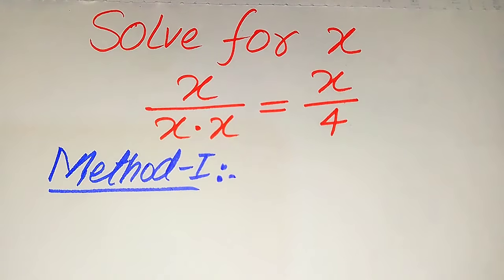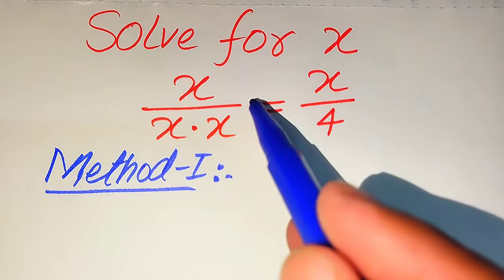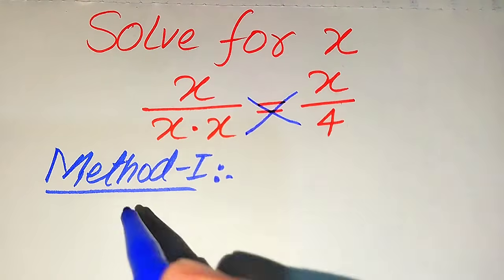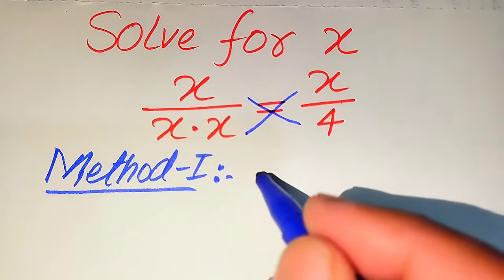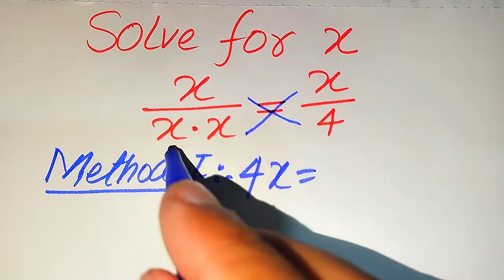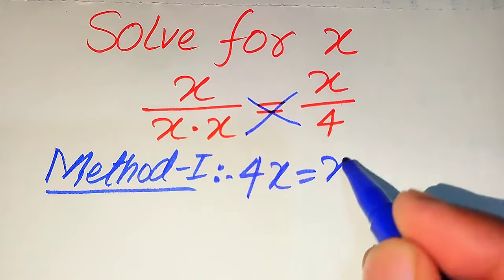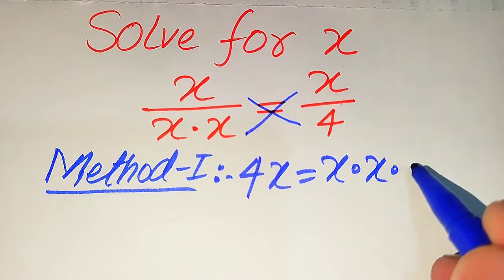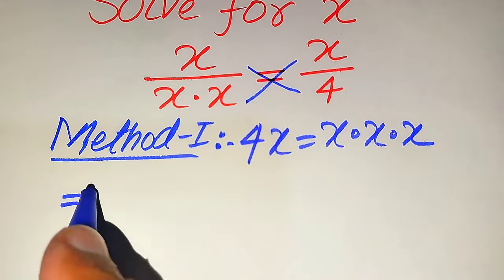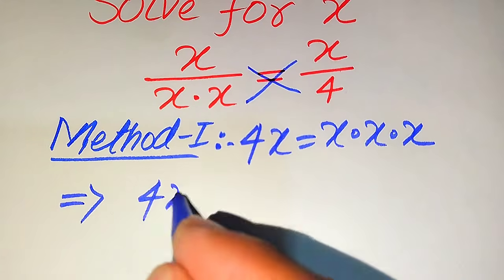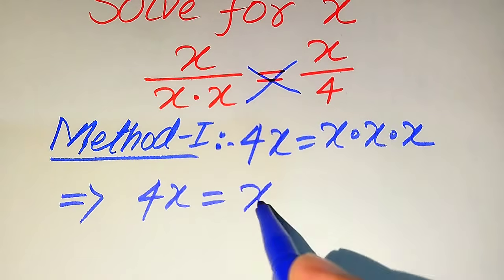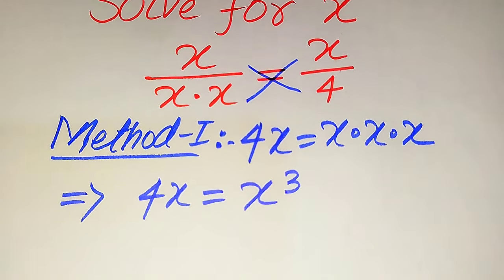And now we move towards our first method, and in the first method here we cross multiply the terms. So when we cross multiply the terms, we get 4 times x becomes 4x, and here we multiply this x times x with x, it becomes x multiplied 3 times. And further in the next step we have 4x is equal to x multiplied by 3 times, it becomes x cubed.